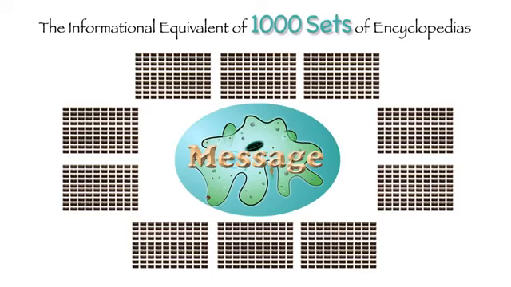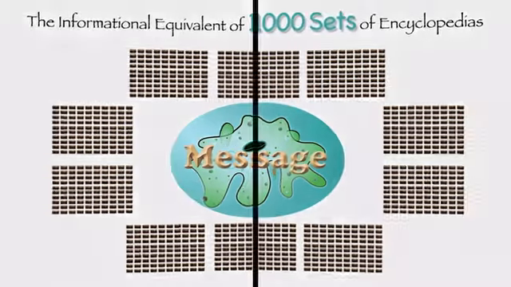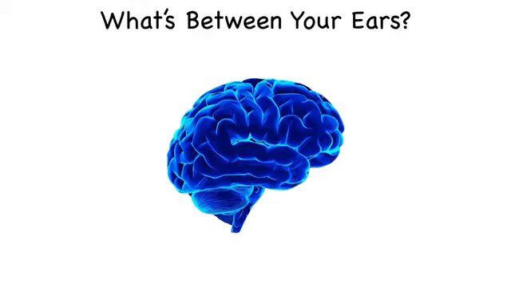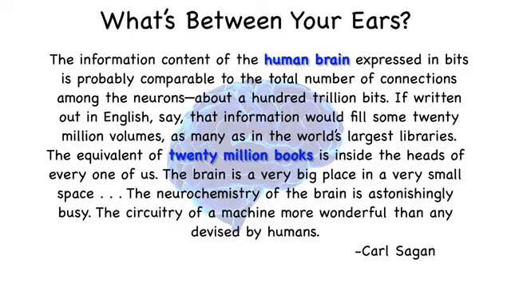Well, if you thought that our little friend the amoeba contains a big message, wait till you see how much information is between your ears. For that, we visit Brain World. Carl Sagan tells us about the amount of information found within the human brain, and I quote, "The information content of the human brain, expressed in bits, is probably comparable to the total number of connections among the neurons, about 100 trillion bits. If written out in English, say, that information would fill some 20 million volumes, as many as in the world's largest libraries.